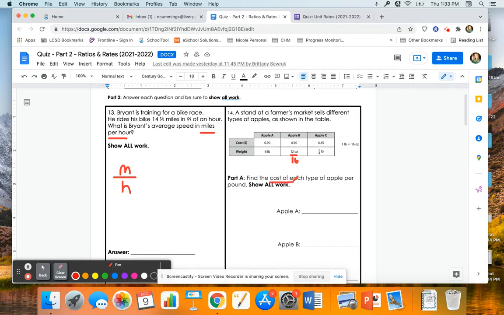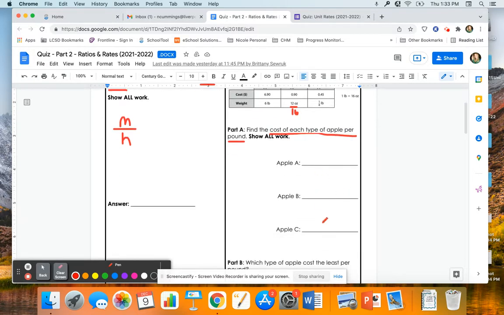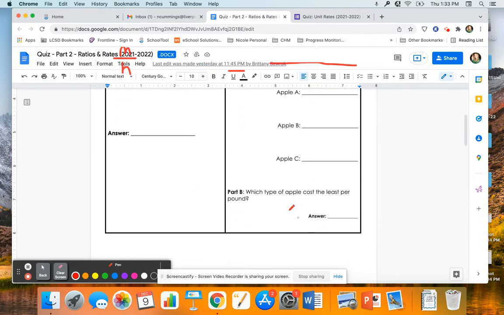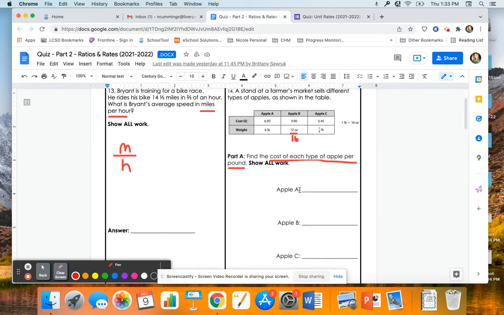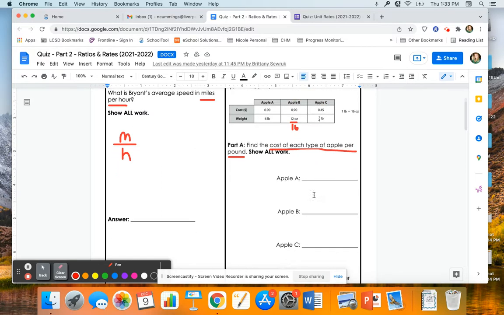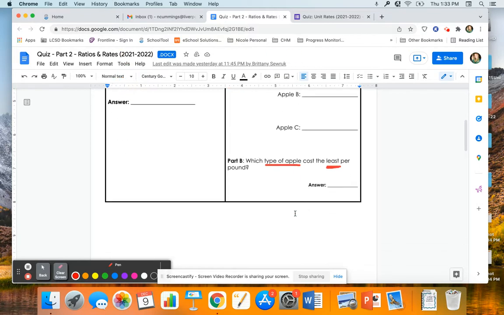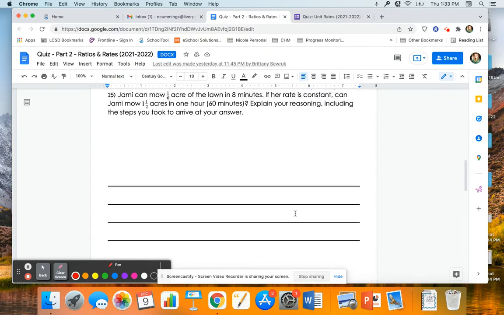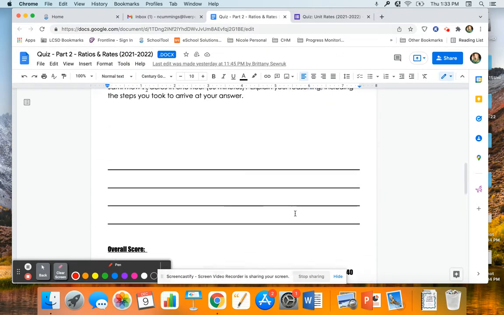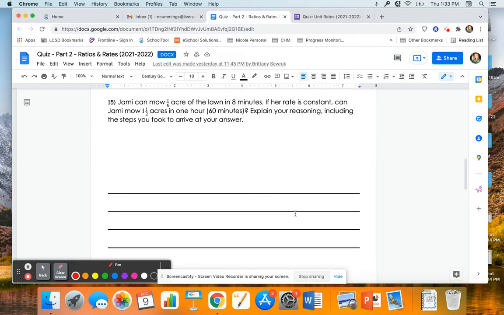It says find the cost of each type of apple per pound. All right, so then you're going to go ahead and set up each of the ratios and you put them in your calculator for apple A, apple B, and apple C. Then part B says what type of apple. So is it apple A, apple B, apple C? What type of apple costs the least per pound? All right, now you have one more question before a bonus.